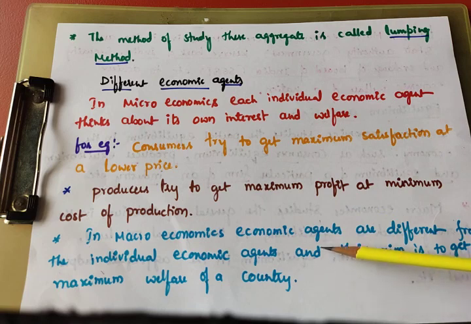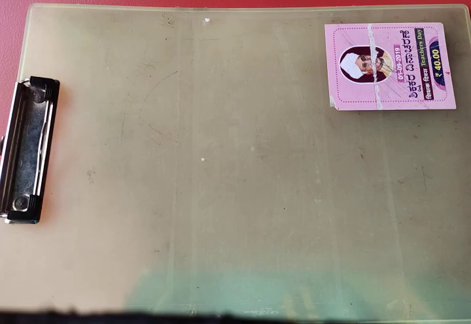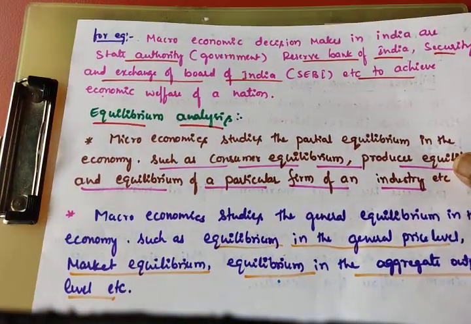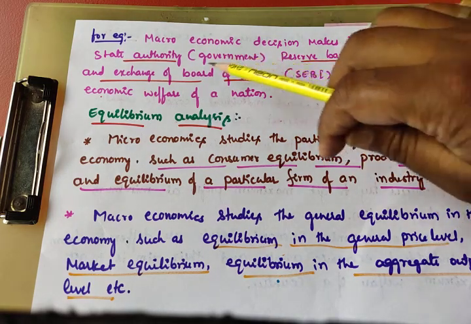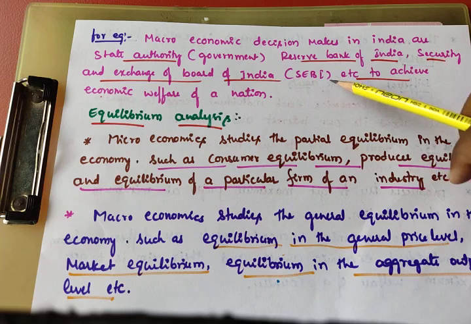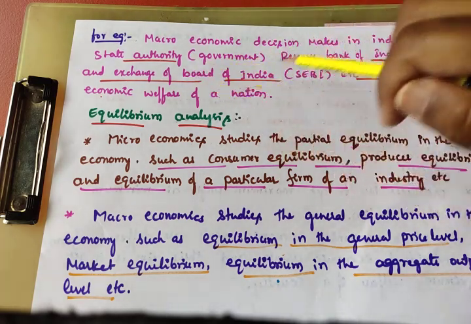But in macroeconomics, economic agents are different. How are they different from the individual economic agents? Because in microeconomics, they always think about themselves, but macroeconomics always thinks about the welfare of the country. For example, state authorities like the government, Reserve Bank of India, and Securities and Exchange Board of India, SEBI. These are all macroeconomic agents.